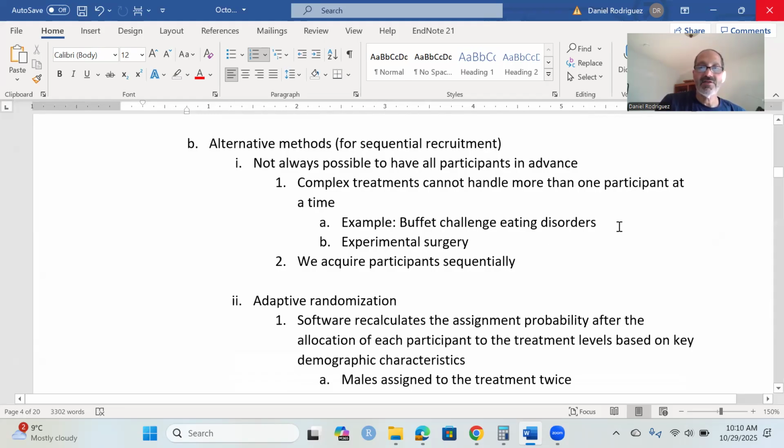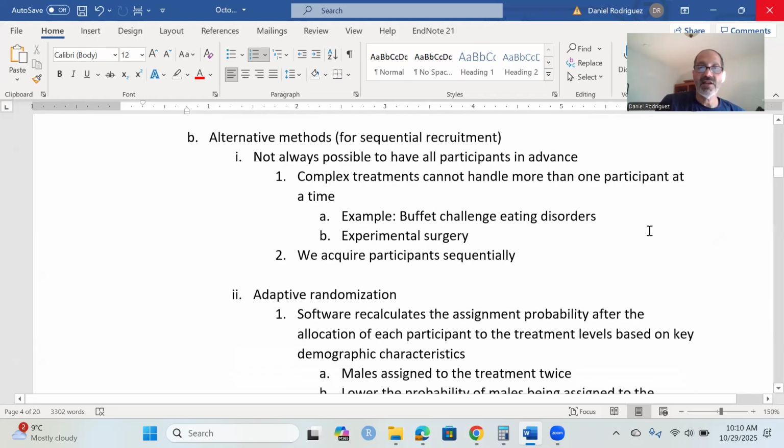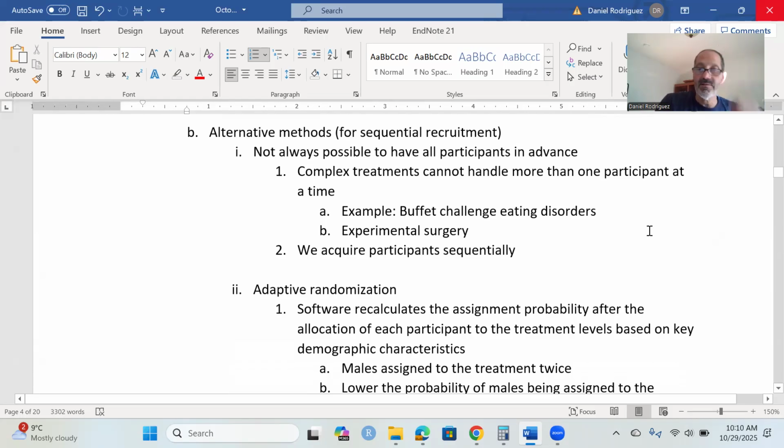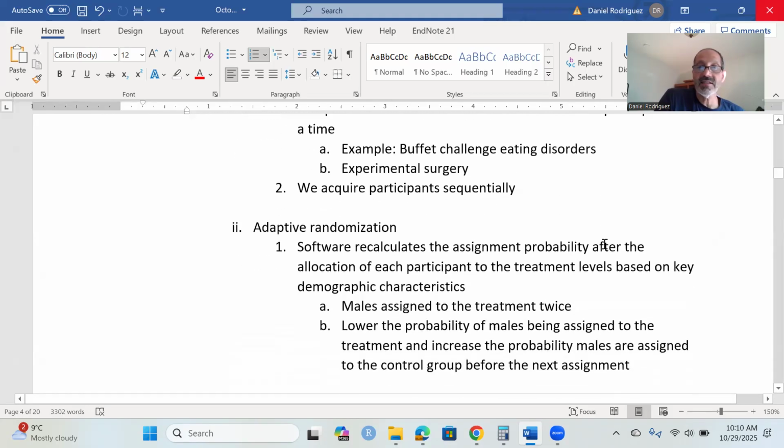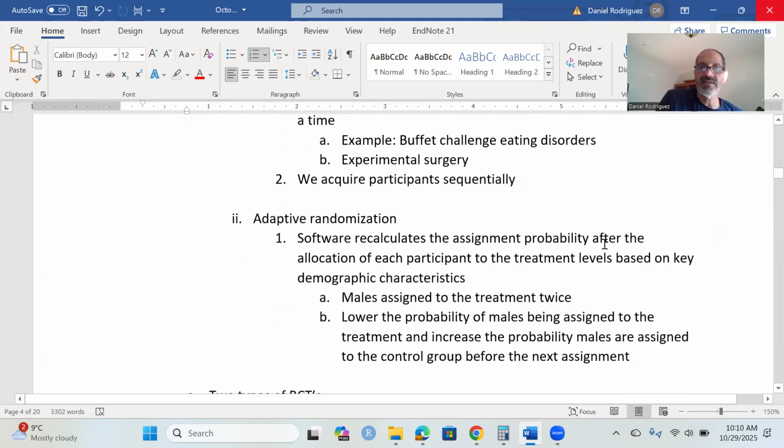An example that a researcher I worked with used was a buffet challenge for people who are struggling from anorexia nervosa. So they put out this buffet. The participant goes to the buffet and they weigh what the person chooses. You get all these different foods. So again, you can only do one participant at a time. You can't do 100 people at one time. But we acquire participants sequentially, and that's how most of these studies occur, because it's not always possible to get everybody in advance. Sometimes it is, but not always.